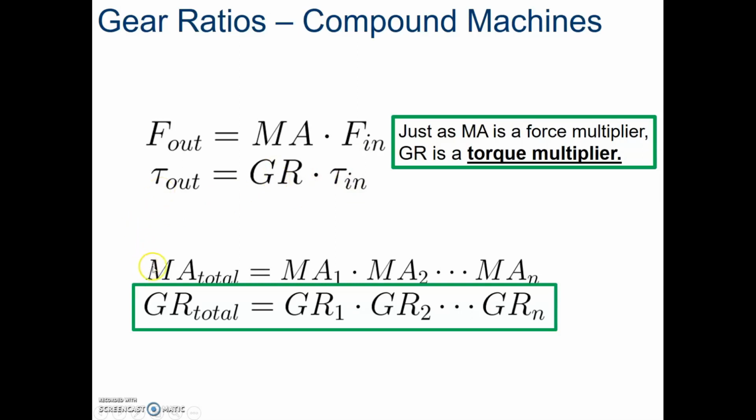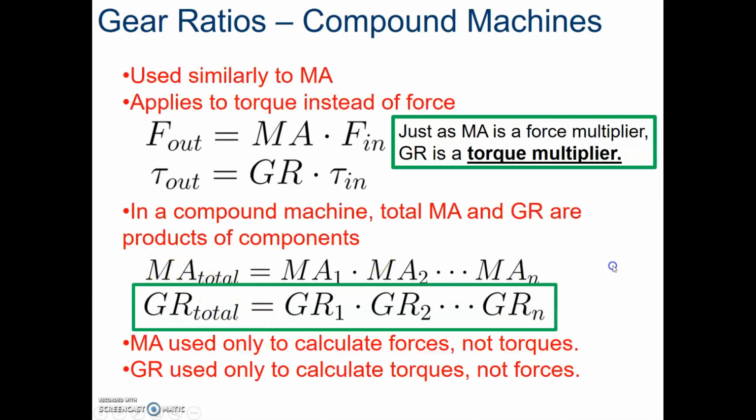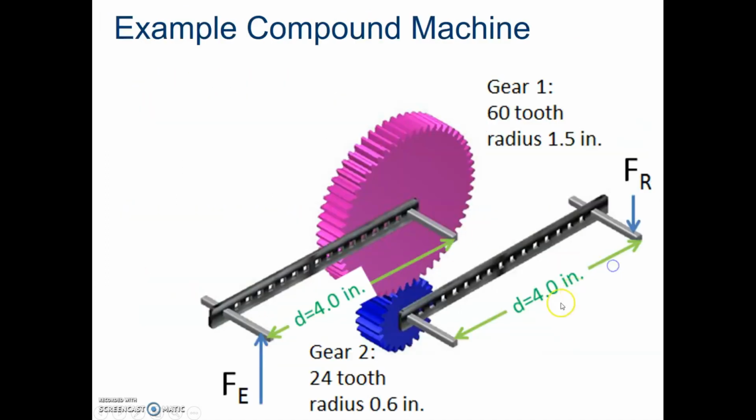But again, our equations for calculating compound machines are the same. We just separate mechanical advantage and gear ratios from each other. So let's do a quick example of what that might look like, and I'll talk through my strategy for working through this problem.